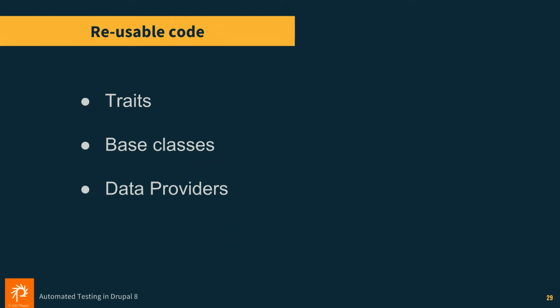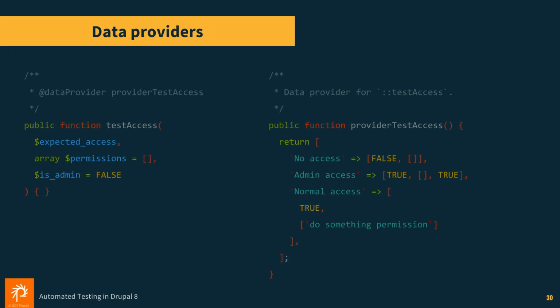These should only be used for unit and kernel tests because, as I mentioned, functional and JavaScript functional tests do a new setup for every function, and if you had a data provider sending it 20 arguments, it would do setup and tear down 20 times for that one test method. But because unit and kernel tests are so fast, you can use data providers. Here's an example of a data provider testing access. It's very trivial, but you can imagine this being a lot more complicated.